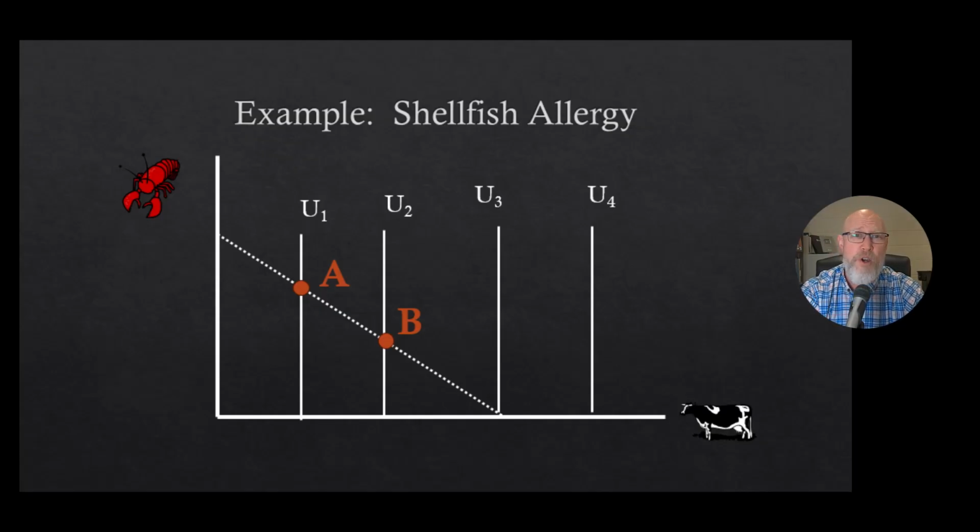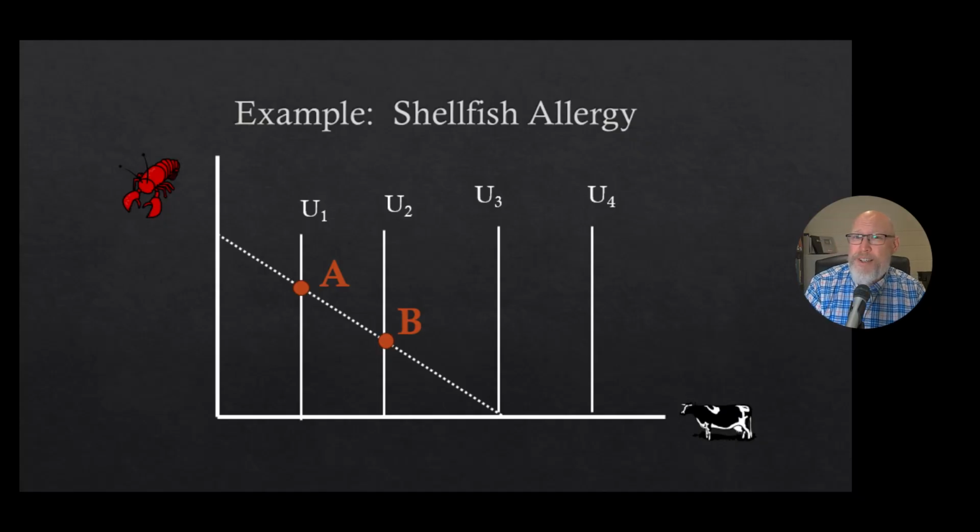This individual gets no utility, or rather, utility doesn't increase when they consume lobster. They want to move to the right to increase utility. And so if you look at point A and point B, this consumer is going to choose point B. Well, why is that? Well, because point B has less lobster, and more lobster doesn't help this individual.